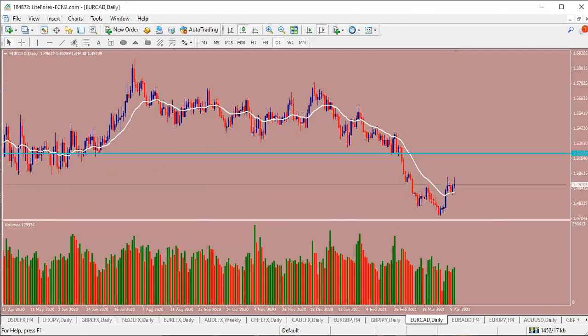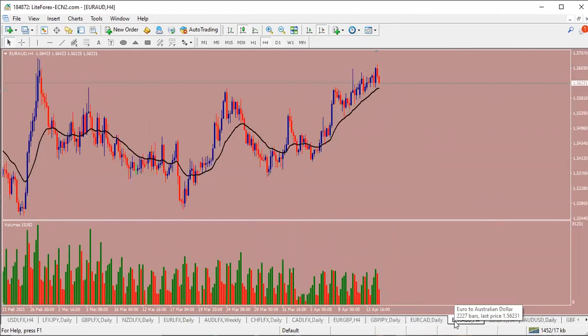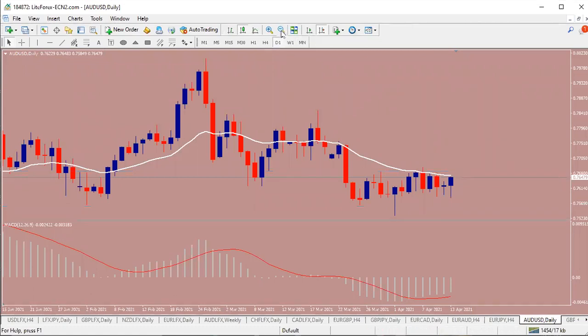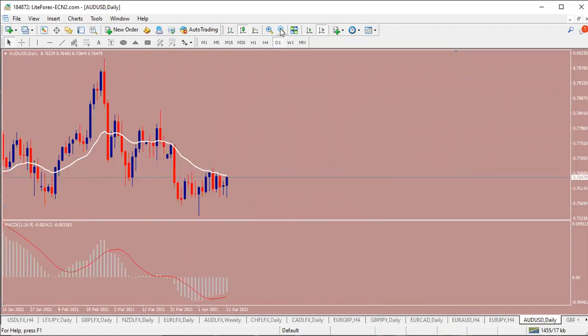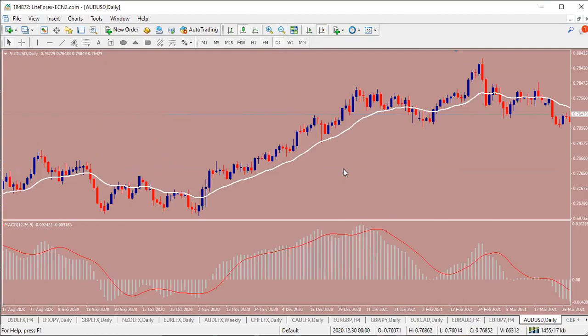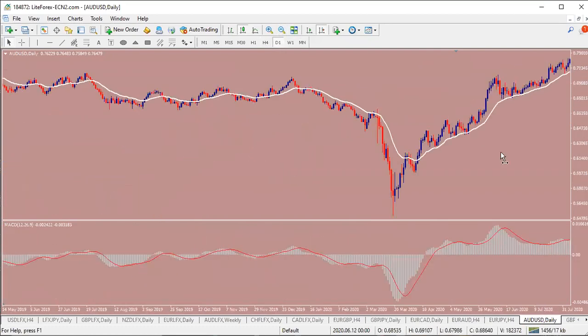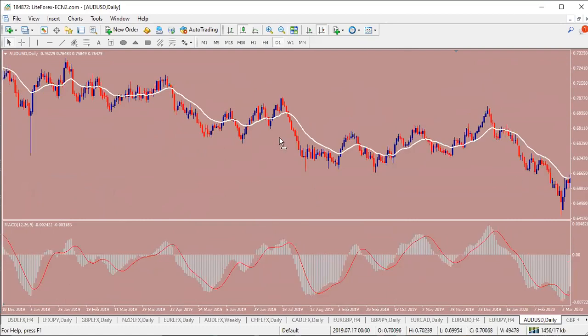Everything JPY, Euro USD, Euro CAD. Trying to look for a particular, let me make use of images because that's what we're making use of. All right, this is our AUD/USD chart from this zone.